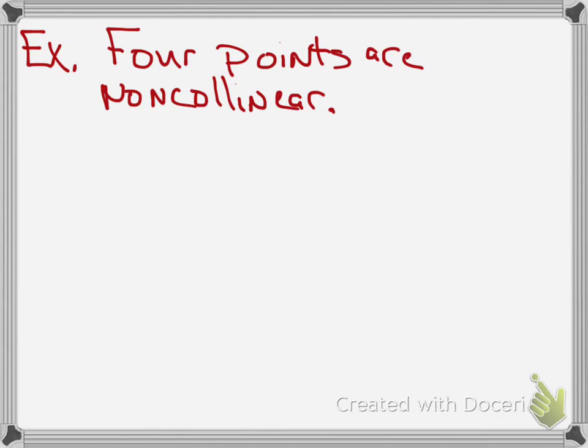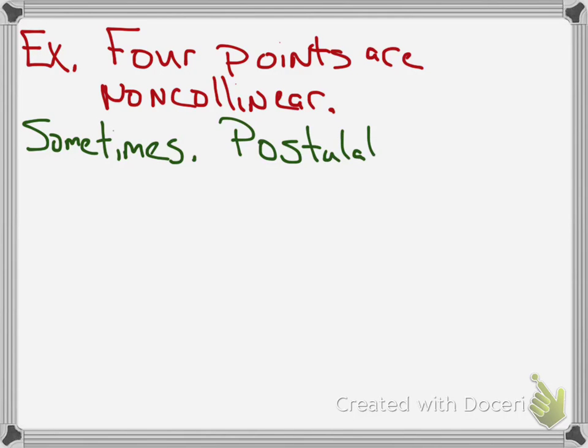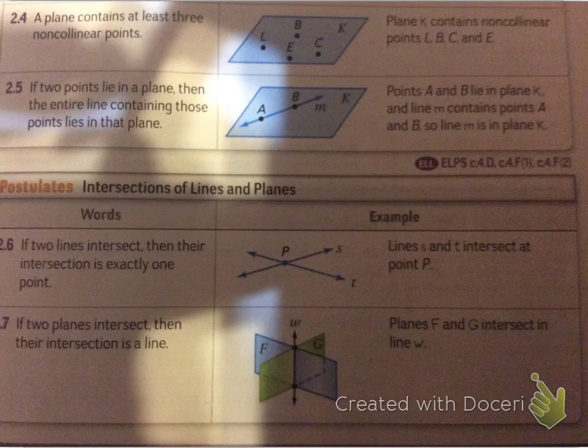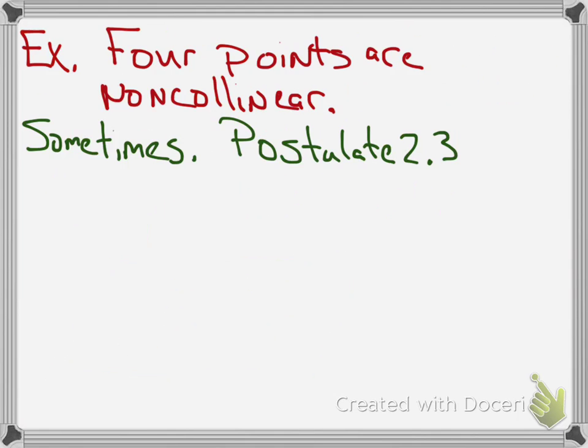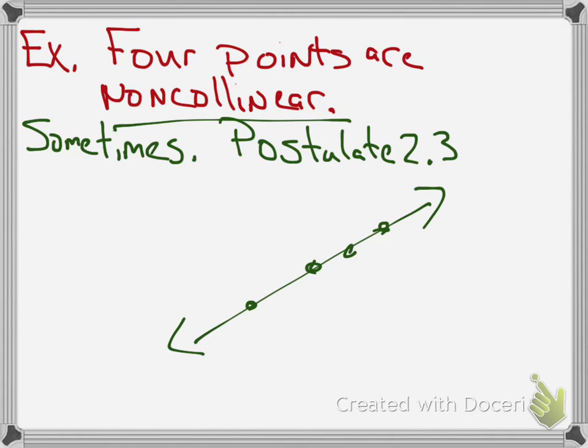All right, 4 points are non-collinear. Well, that's sometimes. You could have some points that are non-collinear, but keep in mind that using postulate 2.3, going back over here, a line contains at least 2 points. So what does that mean? That means that a line can have 2 points, it can have 3 points, it could have 4 points. So it is possible 4 points could be non-collinear, but it's also possible that they may be on the same line.